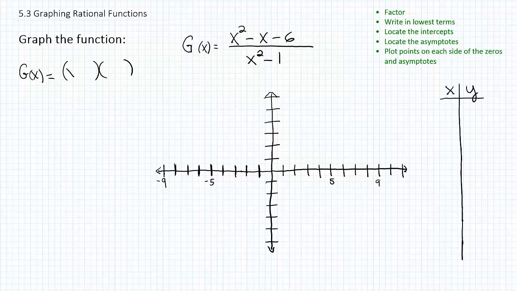So for the numerator, it'll be x, and factors of 6 that subtract to give you 1 are 2 and 3. So let's do 2 and 3. And then, of course, we want the larger to be negative, and we have to have a sign of each because the 6 is negative.